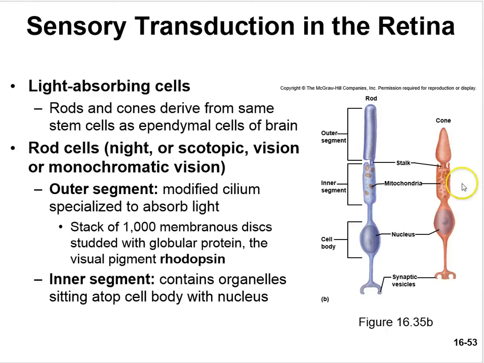The outer segment has modified cilium to absorb light, and you can stack 1,000 membranous discs studded with globular protein. The visual pigment is called rhodopsin, sometimes nicknamed visual purple. The inner segment contains organelles sitting atop the cell body with the nucleus.